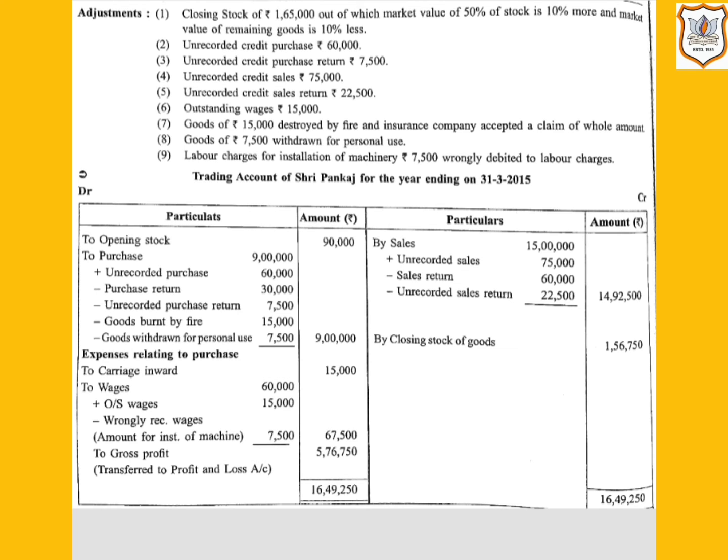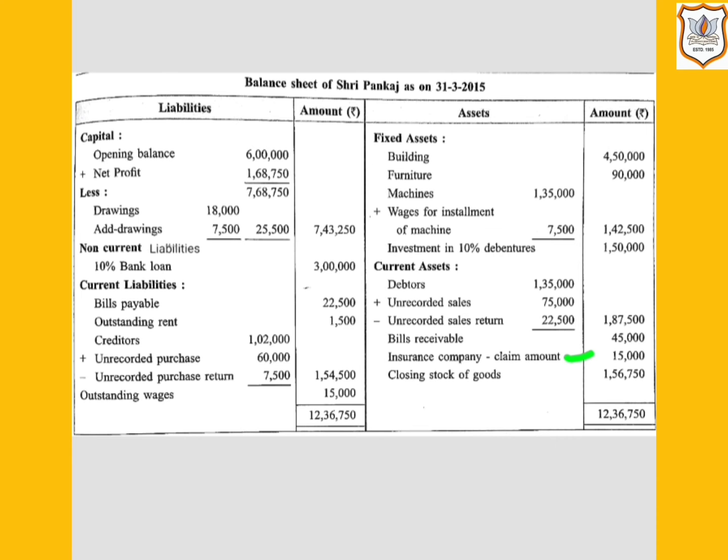This is a very important adjustment. Since it is stock, the first effect will be on the credit side of the trading account. Here it is, closing stock 1,56,750. Its second effect will be on the asset side of the balance sheet, as stock is an asset to the firm. Here it is, closing stock of goods 1,56,750. We will show it under the heading current asset. Closing stock will appear on the asset side of the balance sheet in both cases, that means when it is shown in the trial balance and when it is shown outside the trial balance. But it is shown on the credit side of the trading account when its adjustment is shown outside the trial balance.